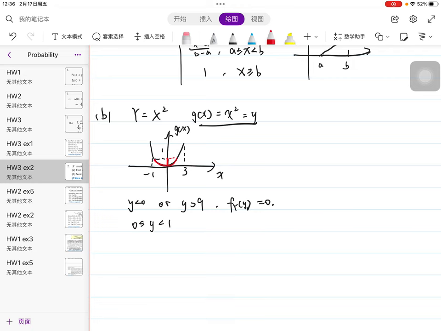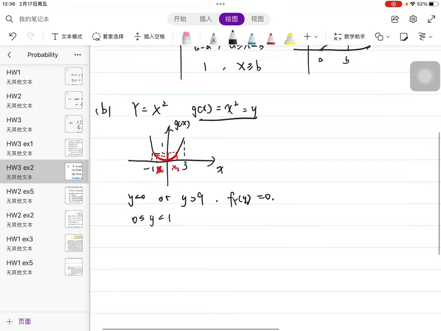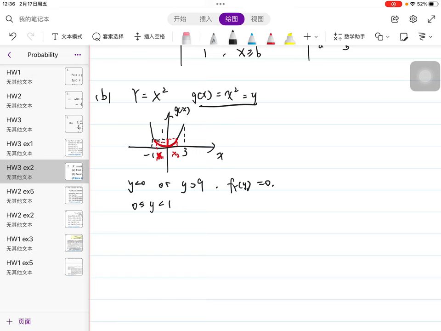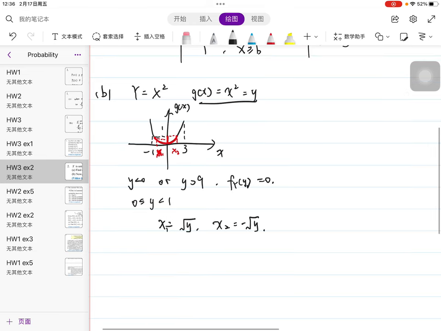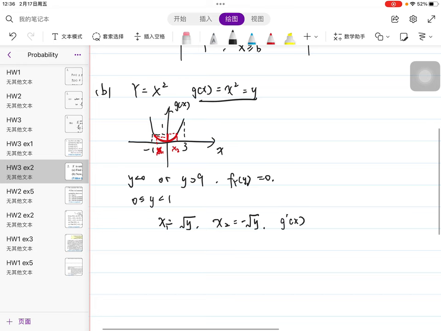So x looks like this. Here we have two roots. Here is x1, sorry, not y, here that is x2. And the two roots equal y to the power of 1 over 2, that is x1. x2 is the negative root. And the derivative of g(x) is 2 times x.